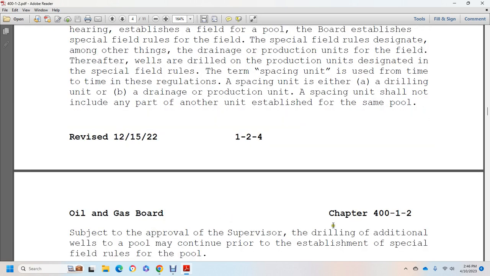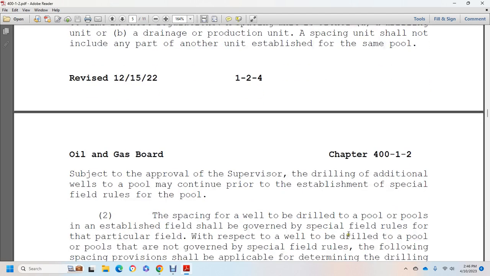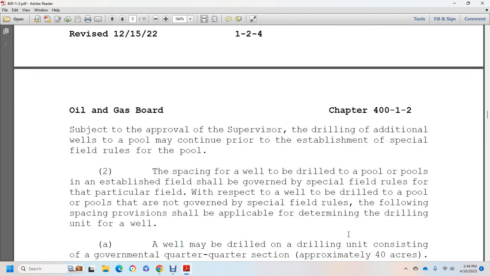Subject to the approval of the supervisor, the drilling of an additional well for the pool may continue prior to the establishment of special field rules for the pool. 2. The special spacing for wells drilled for pools with established special field rules shall be governed by the special field rules for the particular field. Wells drilled in pools not governed by special field rules are subject to the following spacing provisions applicable for determining the drilling unit of the well.